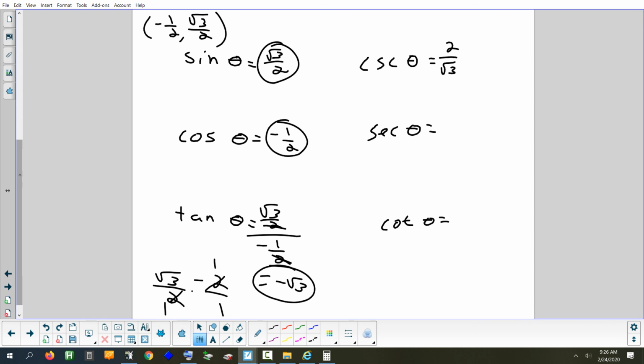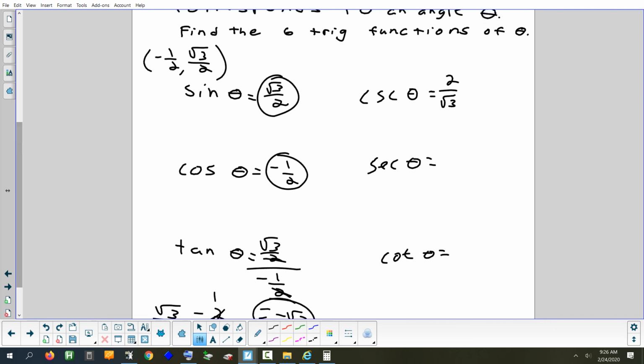So this next part, this isn't trig, it's just arithmetic to fix the square root. Colby, can you remind me, how do we fix that square root in the bottom? You would multiply it by square root of 3 on top and bottom. Yep, perfect. So that's going to give me 2 times the square root of 3 in the top. And in the bottom, the square root of 3 times the square root of 3 is the square root of 9. But the square root of 9 is what? 3. So for the cosecant, that's what I would be looking for.